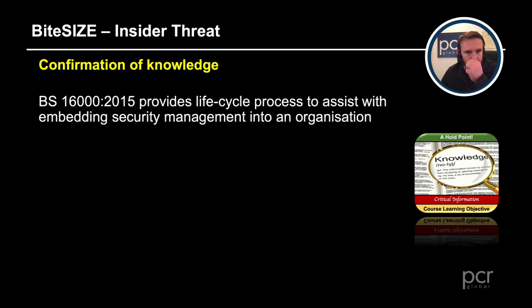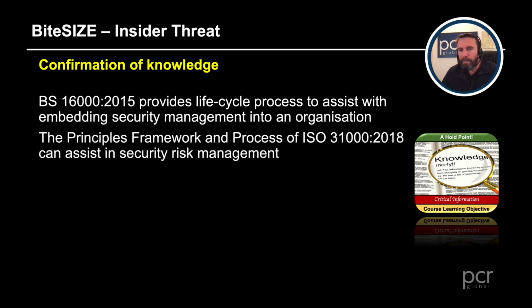Some confirmation of knowledge from that section. So British Standard, we looked at that. It gives us a life cycle process which assists with embedding security management into an organisation. But we also then looked at the principles, framework and process, i.e. the big three of 31,000, because they can also assist in security risk management, also in health and safety risk management, and so on and so forth. By having the 31,000 as the overarching method for embedding risk management, we can then use 16,000 to do that security element within it. So everything is risk management. That is holistic. This is our enterprise risk management across the board.